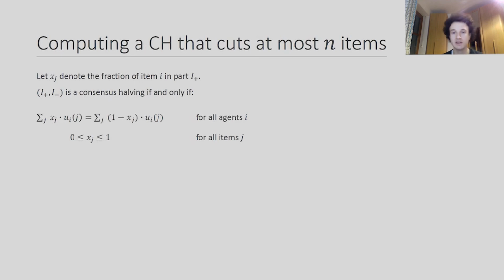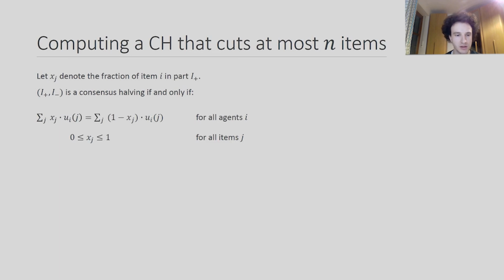And here, surprisingly, this problem turns out to be polynomial time solvable. In other words, we can, in polynomial time, compute a consensus halving that cuts at most n items when the utilities are additive. And the idea is quite simple. Let me briefly explain that. So let xj denote the fraction of item j that goes to part I plus. Then the partition I plus, I minus is a consensus halving if and only if the following system of linear inequalities and equalities is satisfied.